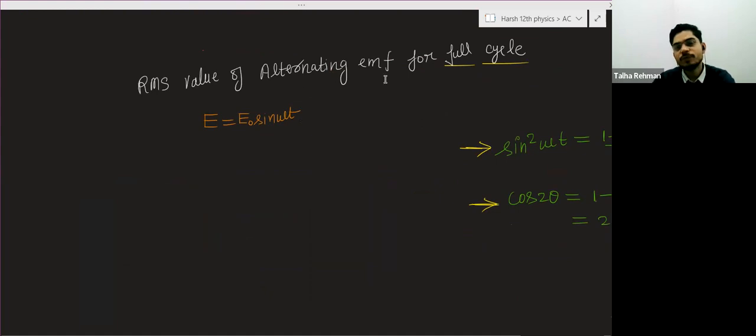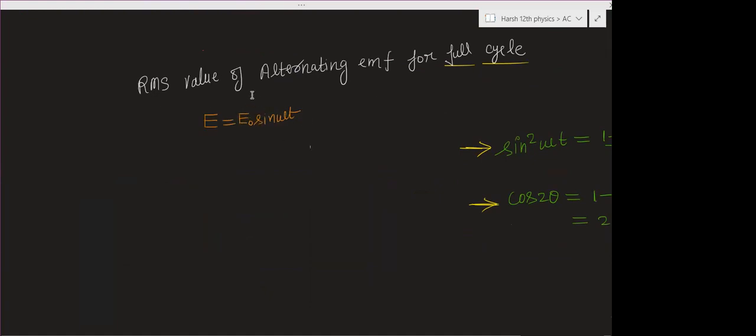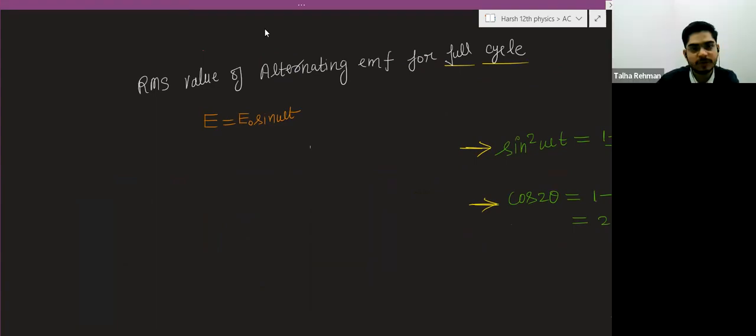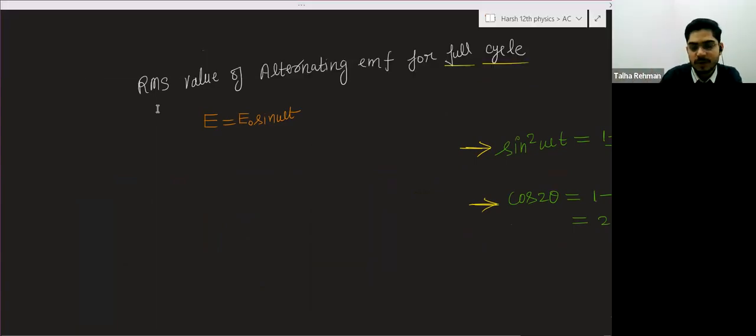Root mean square value of the alternating EMF for full cycle. What is the equation of the alternating EMF? E is equal to E naught sin omega t. Okay, very good. Now we want E RMS.